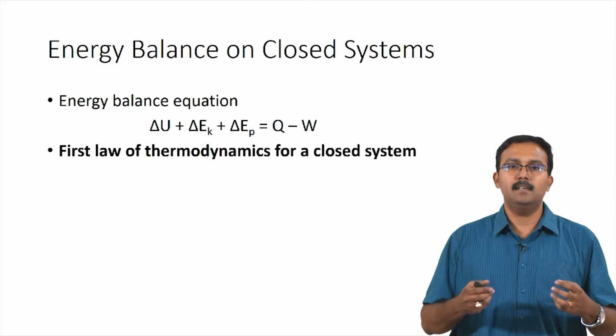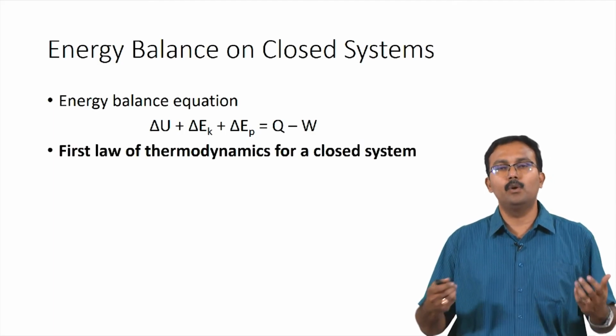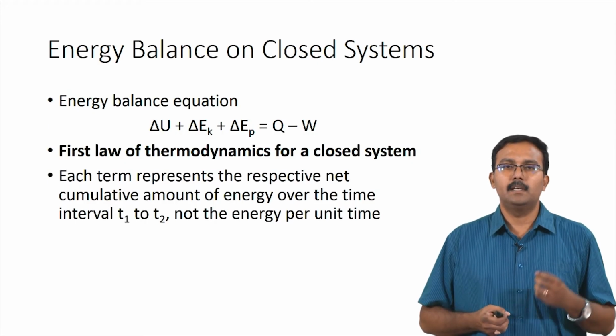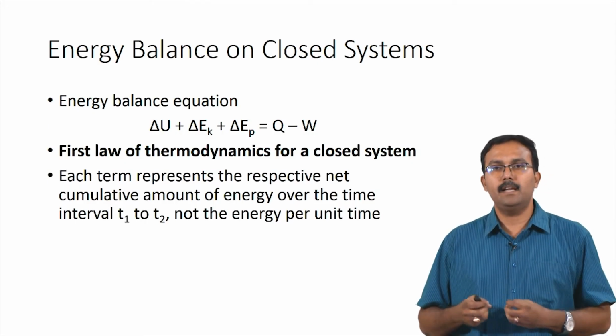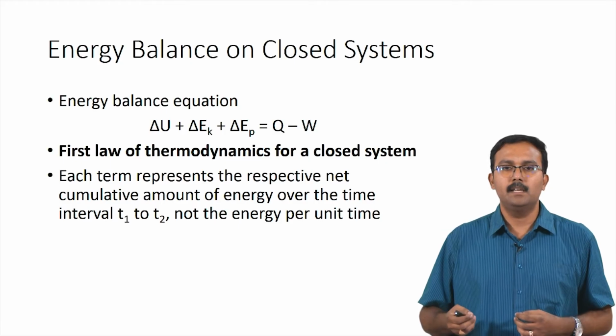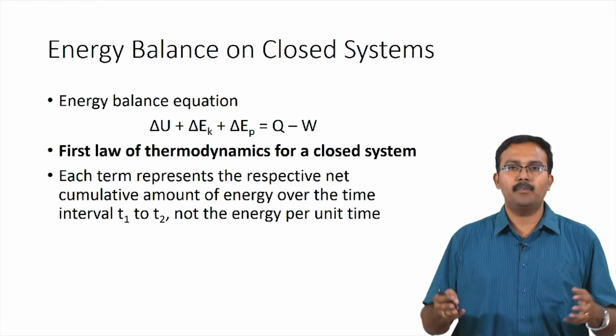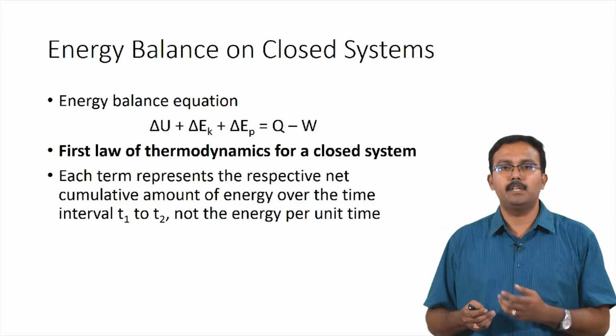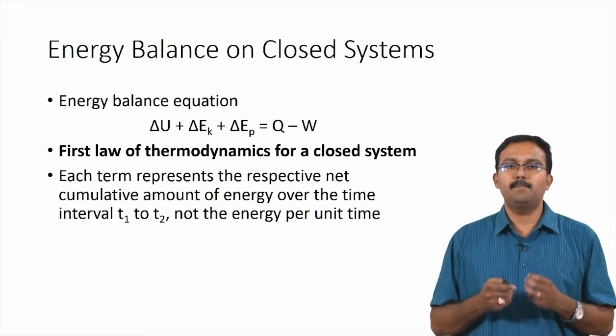So, this is the first law of thermodynamics for a closed system. Each term here represents the respective net cumulative amount of energy over a time period of observation, which could be from time t1 to t2. This is not energy per unit time.